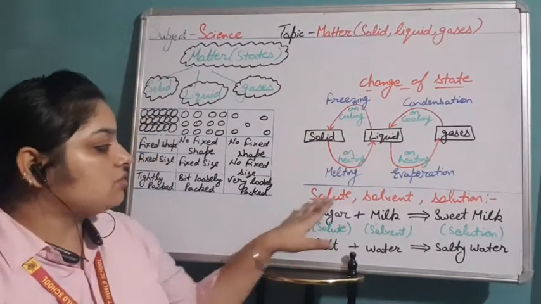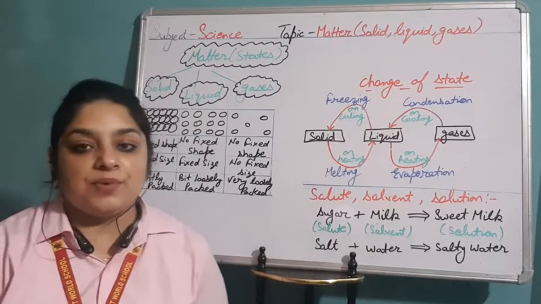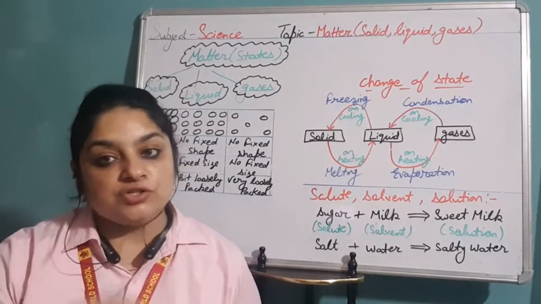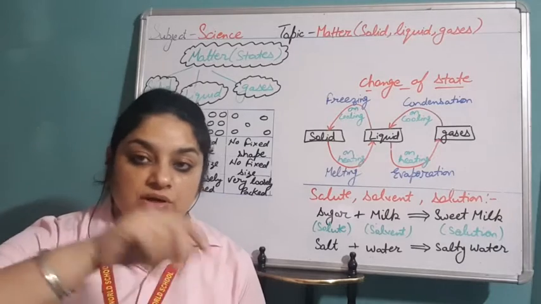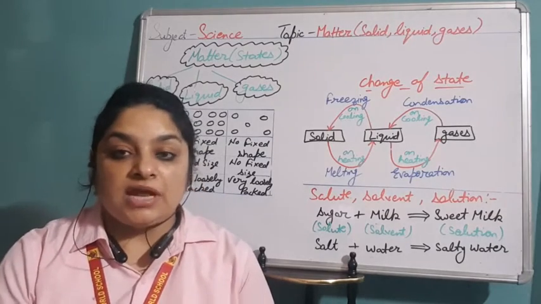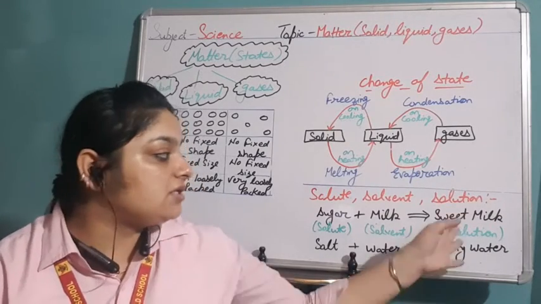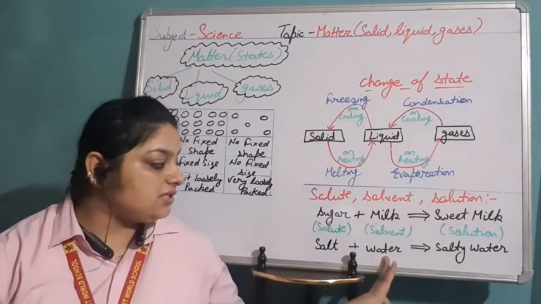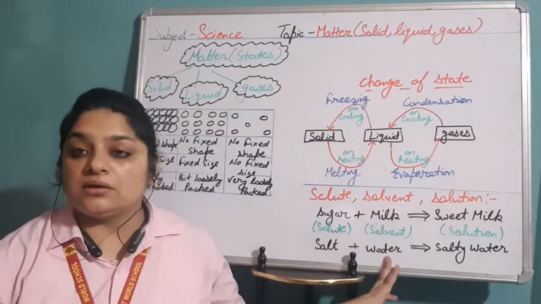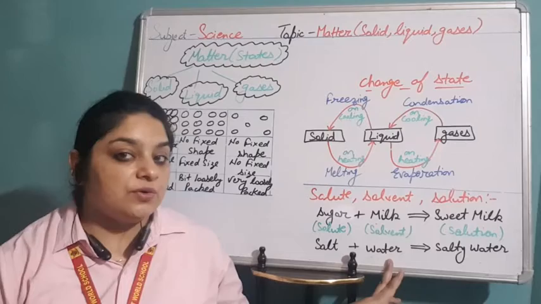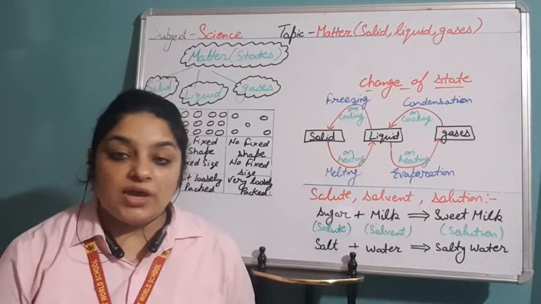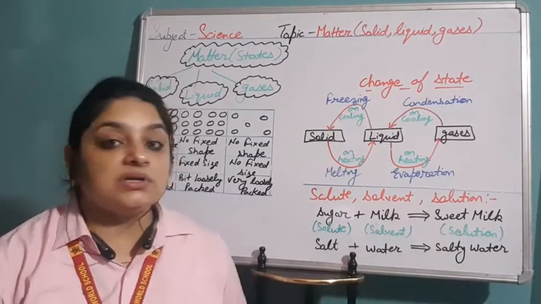After this, solute, solvent, and solution. For example, I have one spoon of sugar and one glass of milk. I pour the sugar into the milk and I stir it. Afterwards, what I get is sweet milk. In the same way, I have salt, and I add it into one glass of water. After mixing them together, what I get is salty water. So here, sweet milk and salty water are the solutions.